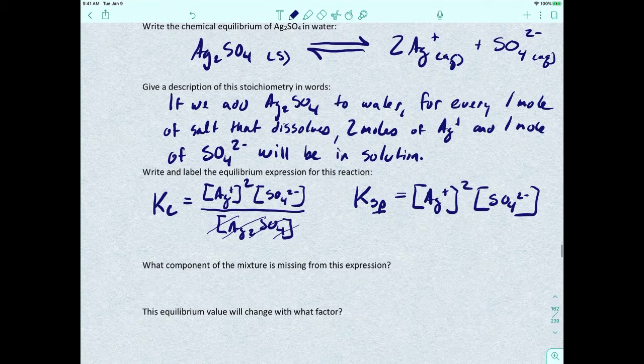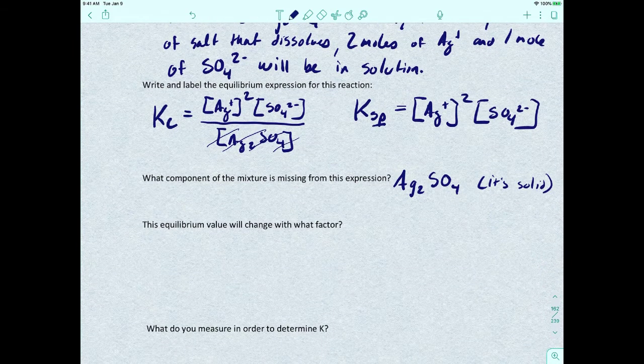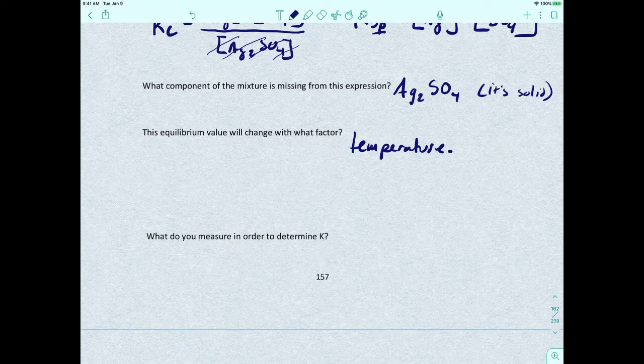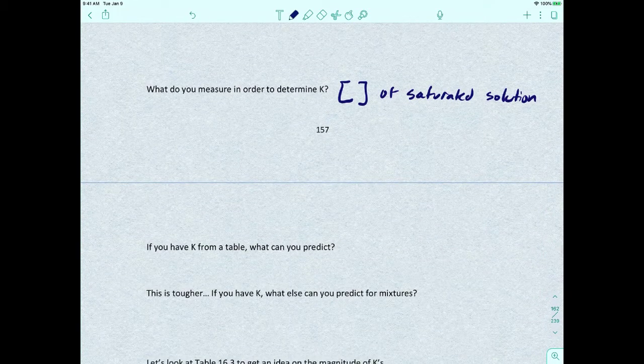All right, so what component of this mixture is missing from this expression? Well, it's the Ag2SO4, the reactant, and it's because it's solid. Okay, now this equilibrium value will change with what factor? Temperature. All right, so what do we measure in order to determine K? We want to know the concentration of the saturated solution. If you have K from a table, what can you predict? The concentration of the saturated solution.